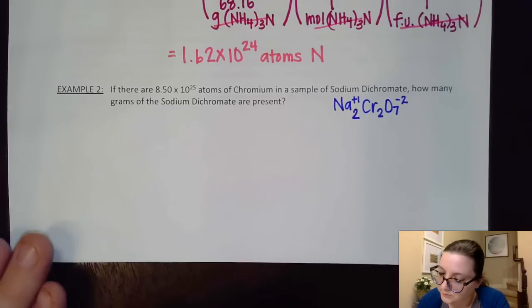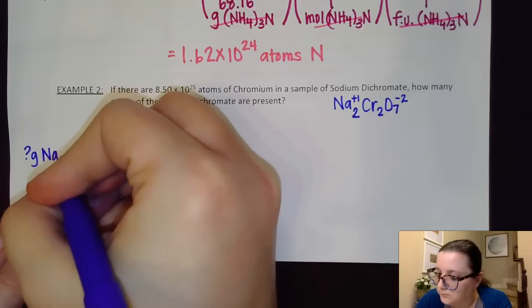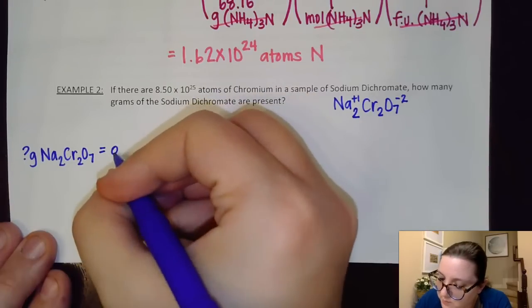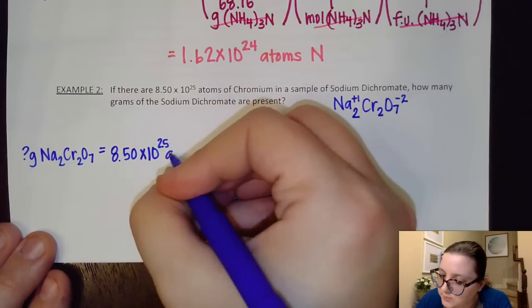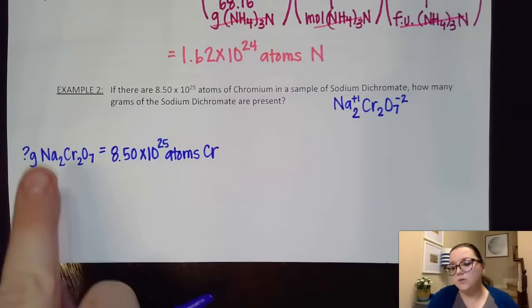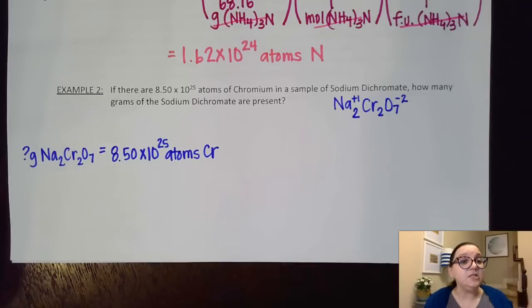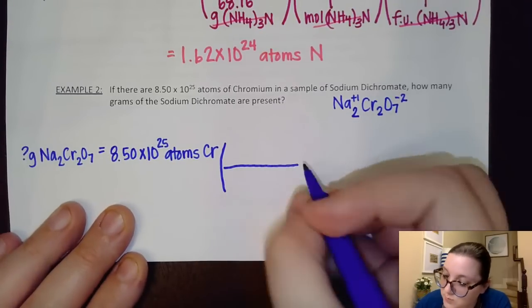So coming down over here, I'm looking for how many grams of that Na2Cr2O7 there are if we have 8.50 times 10 to the 25th atoms, and I'm going to specify that this is for Cr, for the chromium. I notice these two substances, while related, are different, so at each and every step I want to pay attention to where I have the compound and where I have the element inside of it. We know our first step has to have atoms of chromium on the bottom because we need that to cancel.